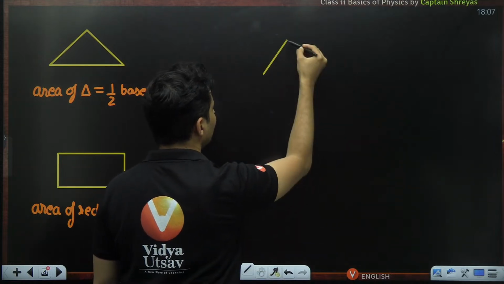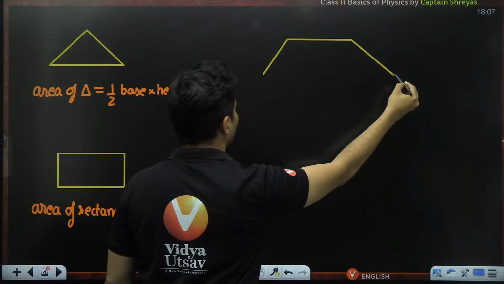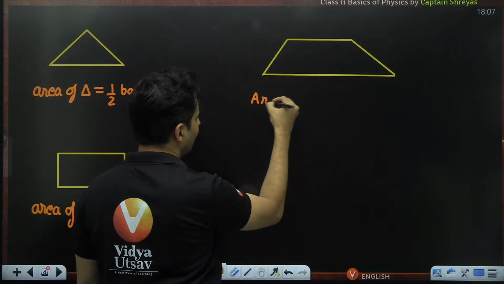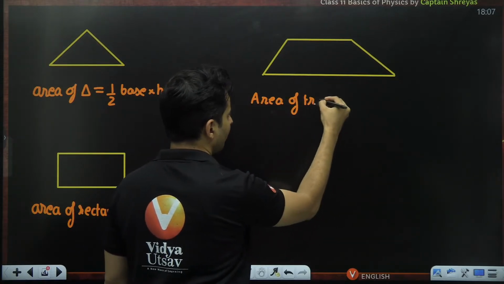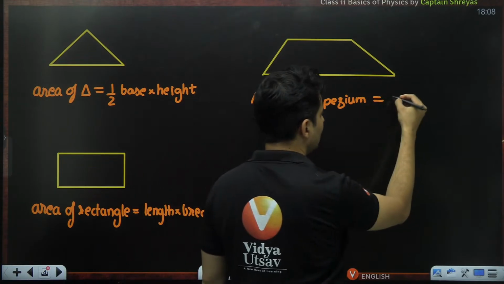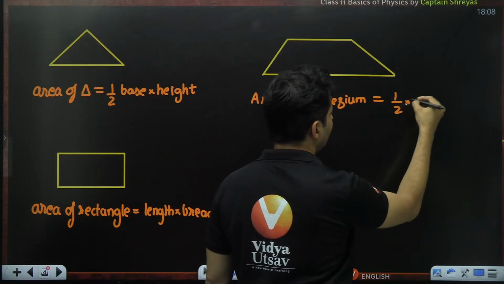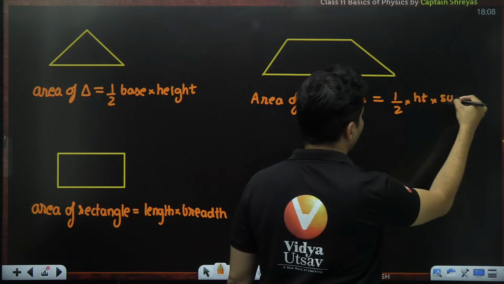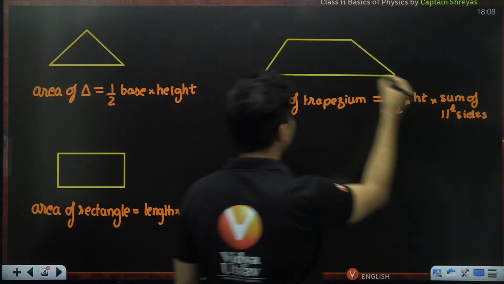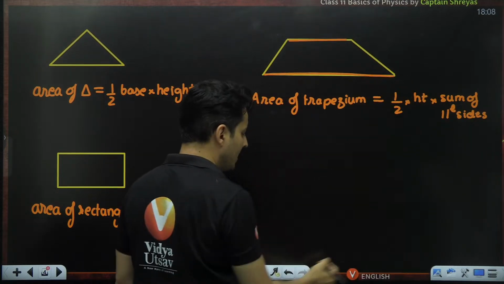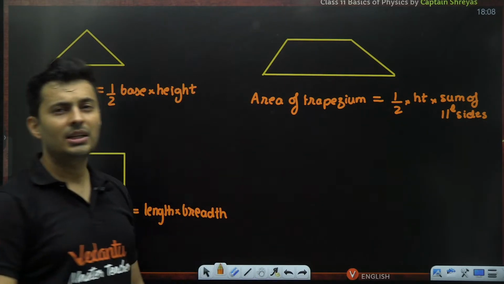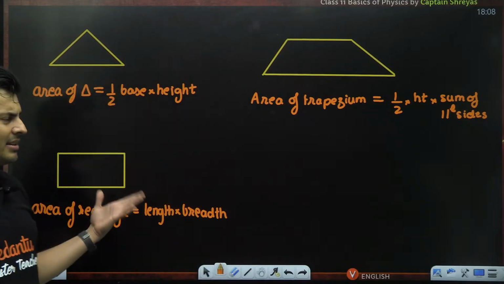Like for example, if it is a trapezium like this, with two parallel sides, then the area of a trapezium is nothing but half multiplied by the height multiplied by the sum of the parallel sides. Parallel sides are this one and this one. You add them and multiply it with the height of the trapezium. That will give you the area of the trapezium. So these are some standard things which everybody is accustomed to.